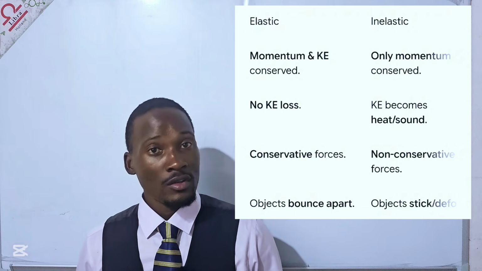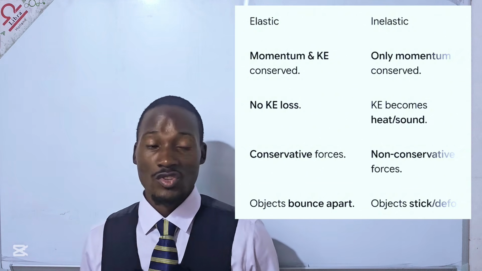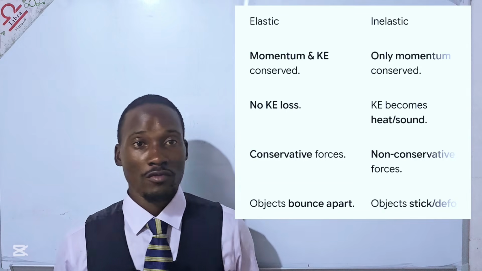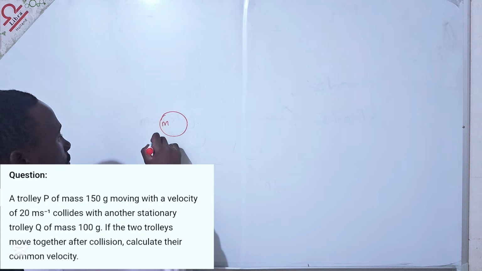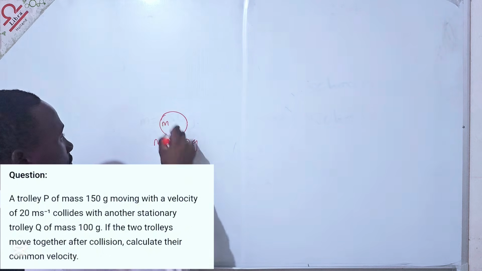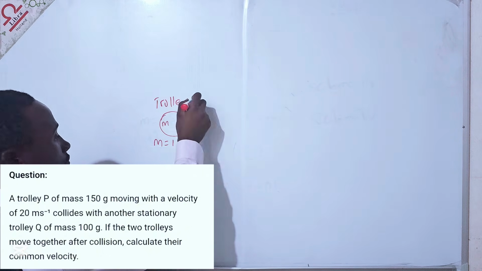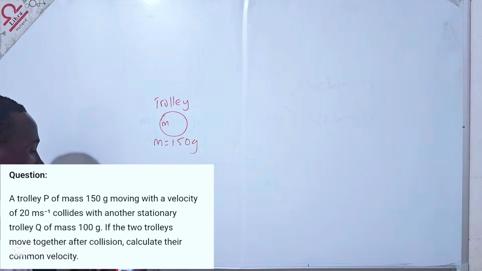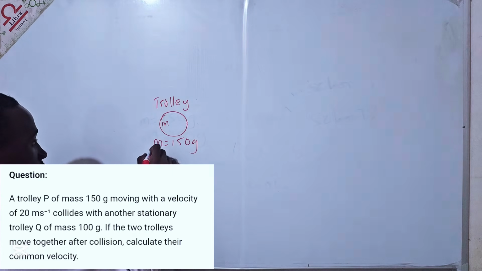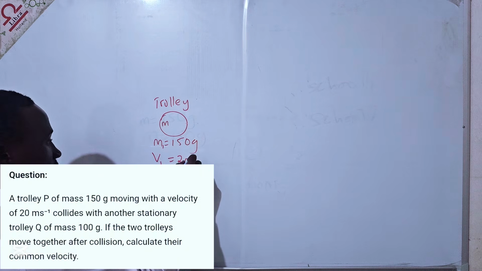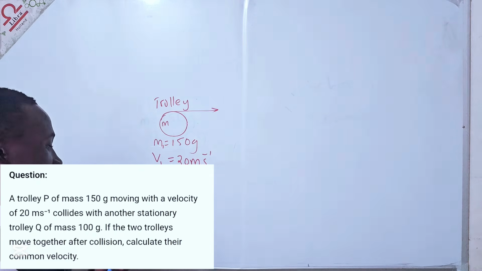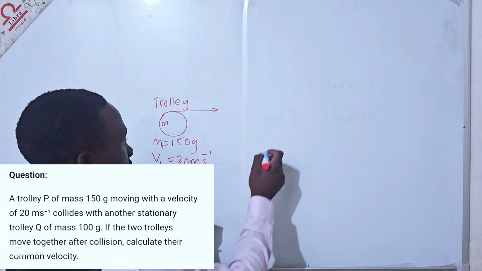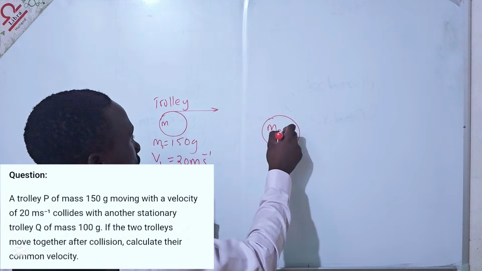Now we are going to do some examples or some calculations using the principle of conservation of momentum. Look at that example there. They are telling of mass. The mass is equal to 150 grams. This is the troll, moving with a velocity of 20 meters per second. It is moving in this direction and collides with another stationary troll of mass 100 grams. So we have another troll here, M2.